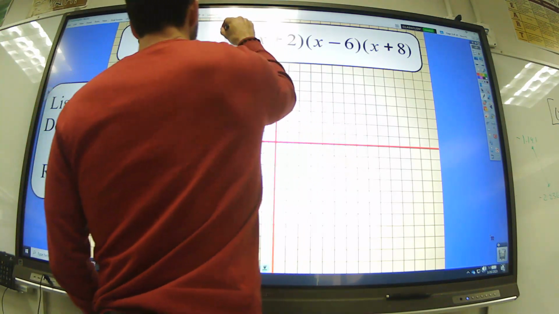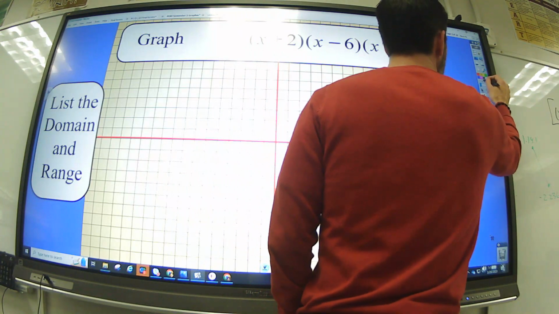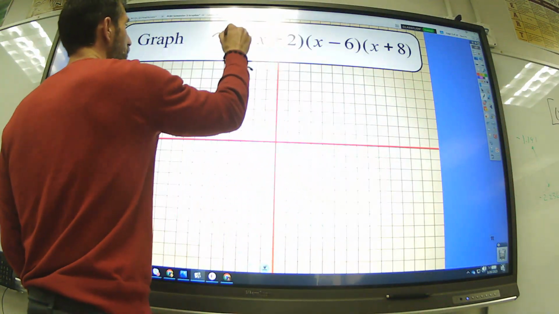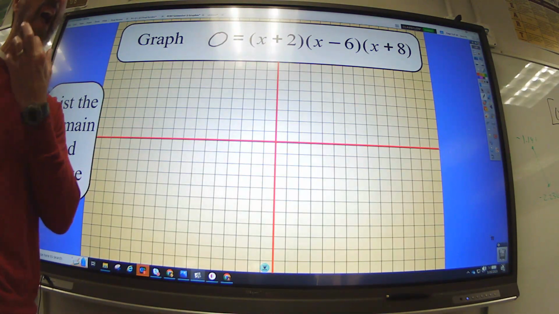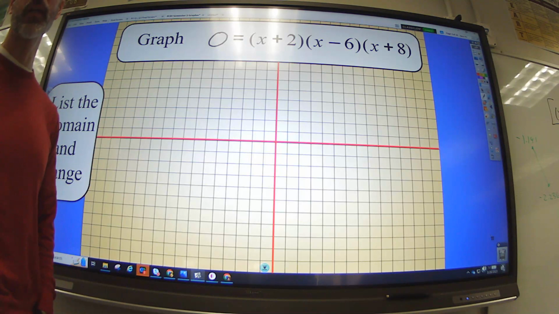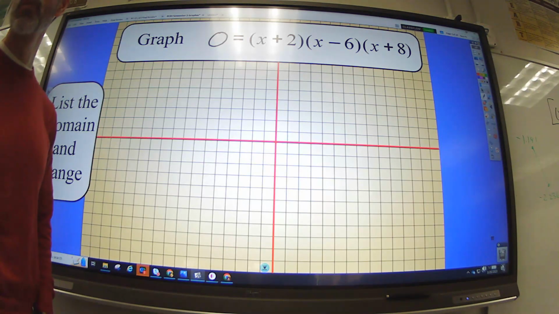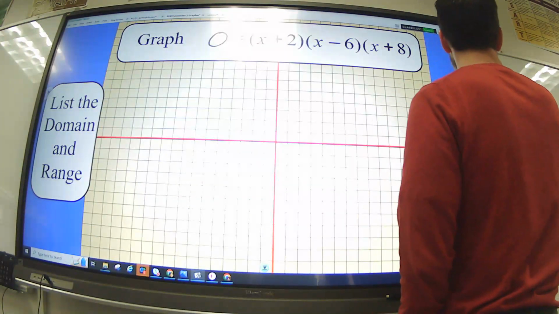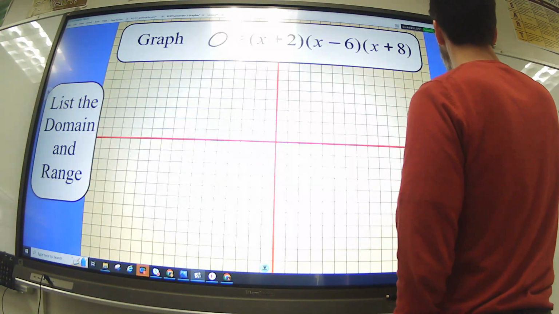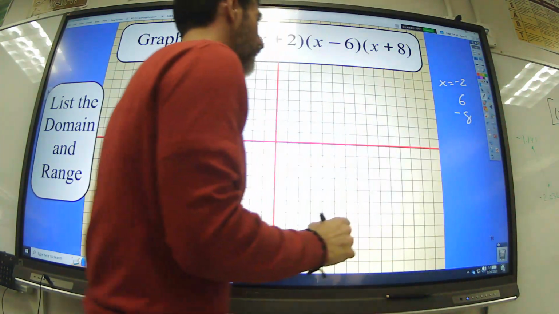There we go. Okay, so let us set it equal to 0. Boom. What's my second step? Starts with an F and rhymes with tractor. Factor. And it's already factored, right? What's my next step? Find the zeros. What are my zeros? -2, 6, -8.